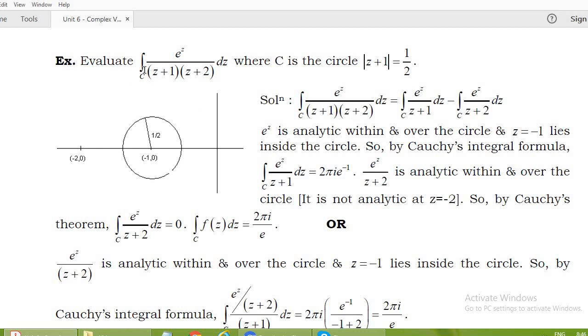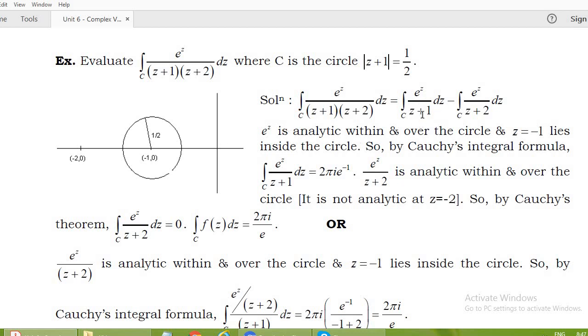Integration over closed curve C of e to the power z upon (z plus 1)(z plus 2) dz, where C is the circle modulus of z plus 1 is equal to half. So this is a circle with center x equal to -1, y equal to 0, and radius equal to half, like this. So again we can simplify, we can take advantage of this.